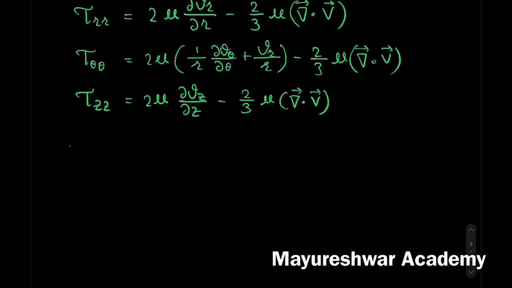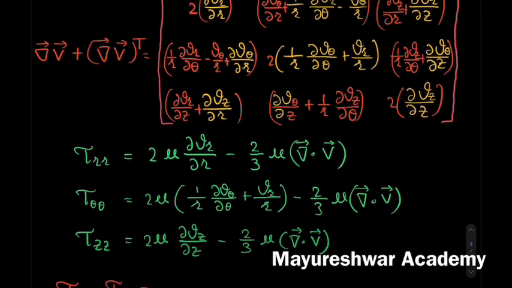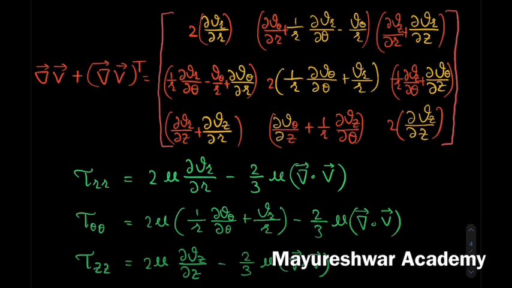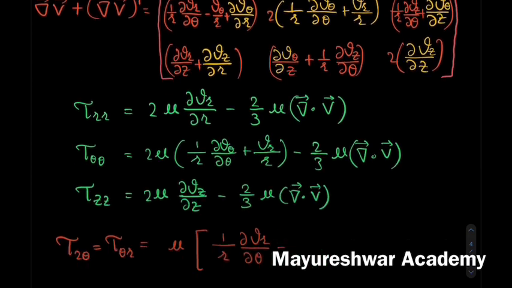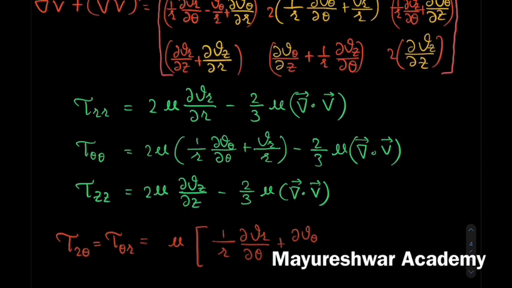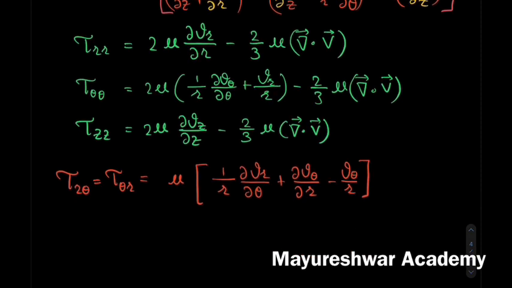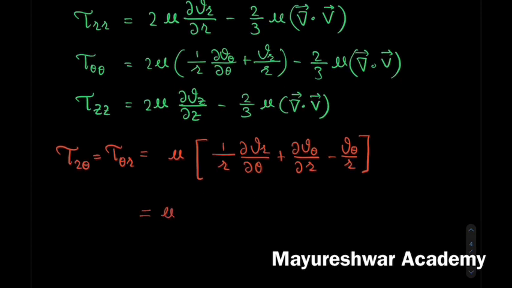Now let us formulate the shearing stress terms. Tau r theta will be identical to theta r, so we can observe it here. Both terms are identical. So these terms are mu times 1 over r d theta of vr plus d dr of v theta minus v theta over r. Now there won't be any divergence term for shearing stress because i is not equal to j, that's why there will be a drop of this term.